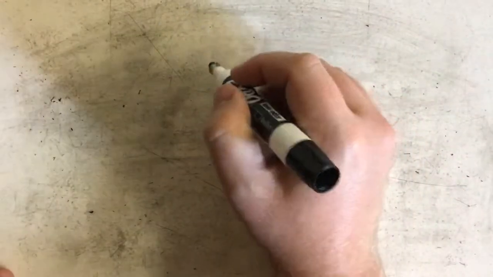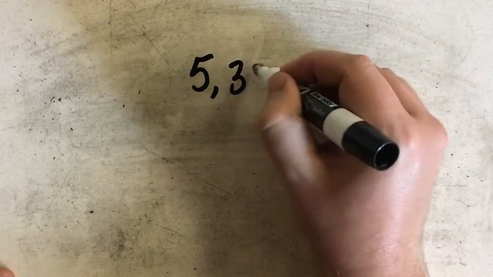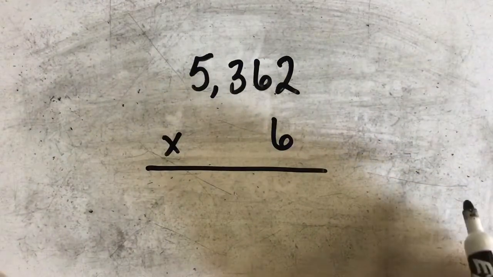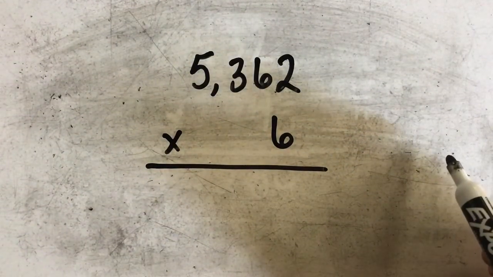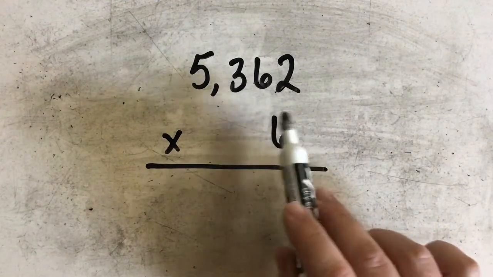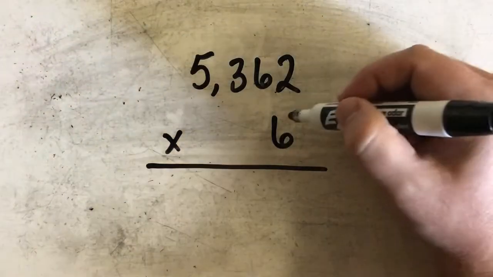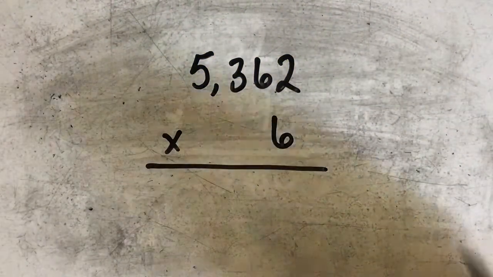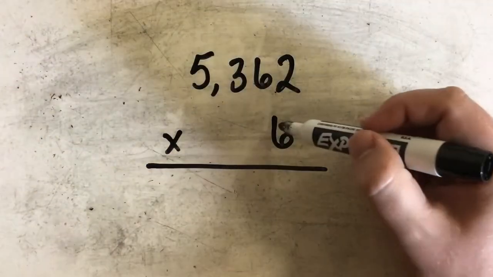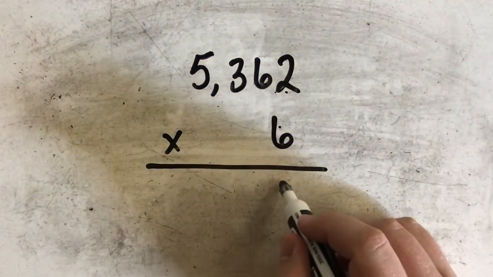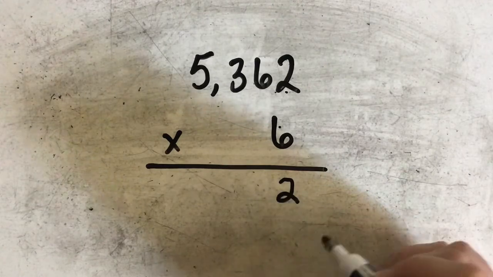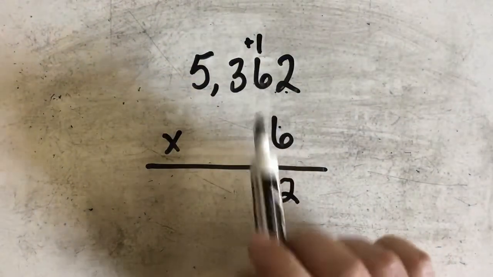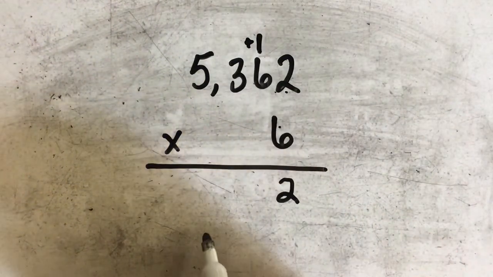Let's look at another example. All right, in this example, 5,362 times 6. Again, I'm writing my smaller digit on the bottom, and I'm going to take that digit and multiply it against each number that we have on top, starting in the ones place. All right, 6 times 2 is 12. Again, I'm going to put the 2 down below, and then I'm going to put the plus 1 up here. So that would be my 12 that I just wrote down here.